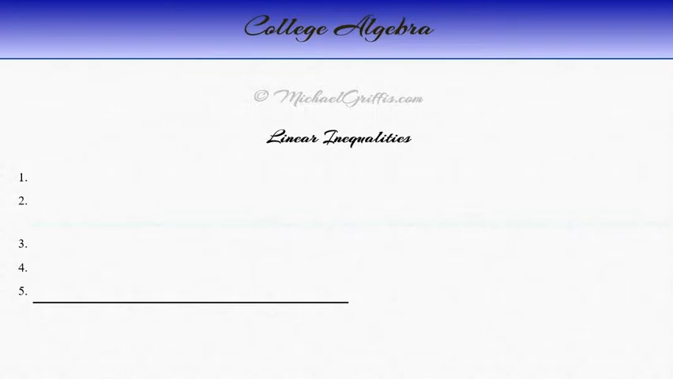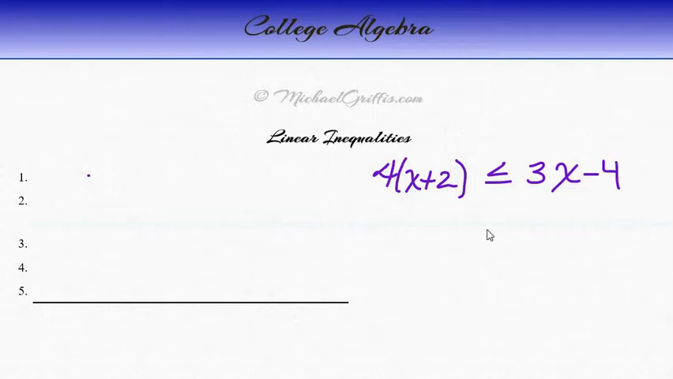Let's look at this first one here. We have 4 times x plus 2 is less than or equal to 3x minus 4. Okay, so we want to isolate this x. Think of this as a linear equation and you're solving for x. Don't let this throw you off right here. So let's go ahead and distribute this across.